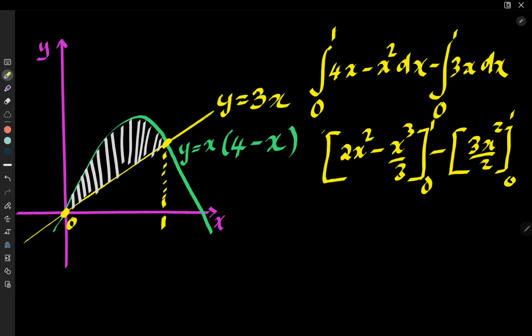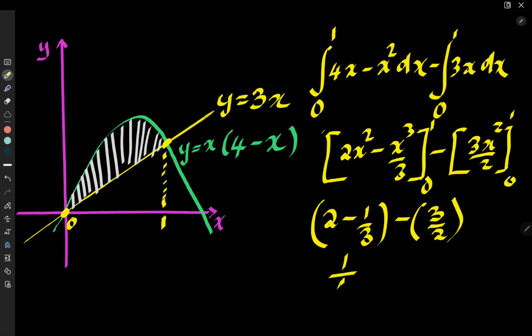And then we just do the function of 1. In this case, the function of 1 will be (2 − 1/3) minus the function of 1, which will be 3/2 in a bracket, because we don't do the function of 0 as it's just going to be equal to 0. Then when you simplify that, the answer will be 1/6. So that will be the answer. You can just say u² to symbolize units squared. I hope that makes sense. Now let's look at another example.